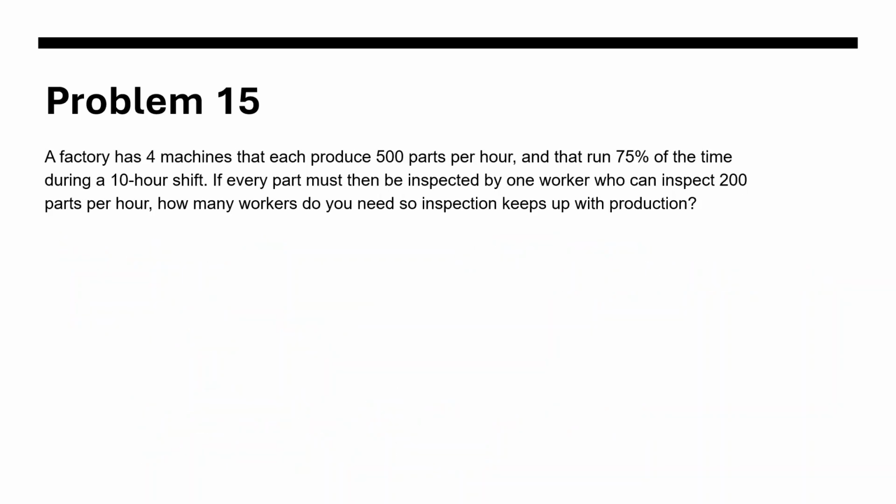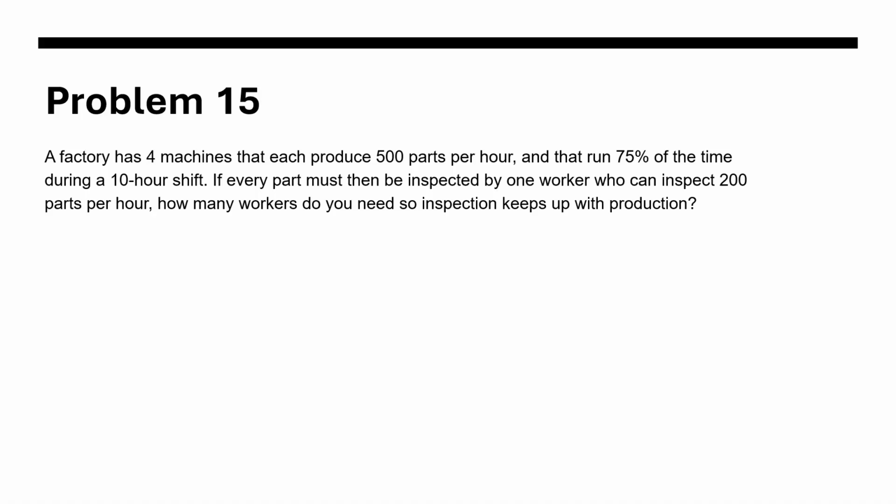All right, now we're going to move to problem 15. This says we've got a factory that has 4 machines that each produce 500 parts per hour. So I'm looking at you, industrial engineers. Each of these machines runs 75% of the time during a 10-hour shift. So we've got 75% uptime, 10-hour shift.